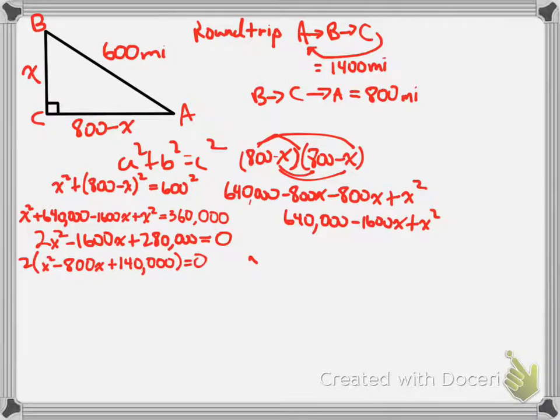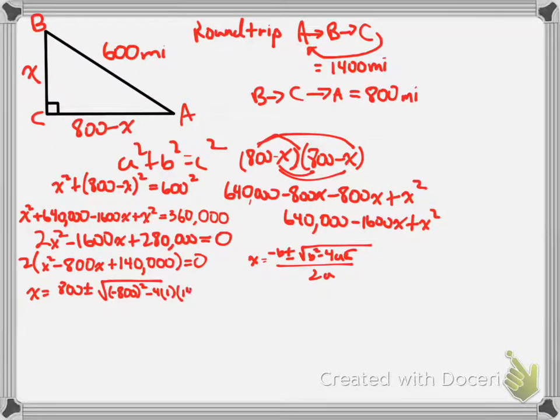You're going to have to use the quadratic formula, so you're going to see it written here on the side. x equals negative b plus or minus the square root of b squared minus 4ac, all over 2a. So I wrote it out here for you to look at. Now I'm going to solve it over here. We'll slow the video down a little bit. So x equals 800 because it's the opposite of b, plus or minus the square root of negative 800 squared minus 4 times 1 times c, which is 140,000.